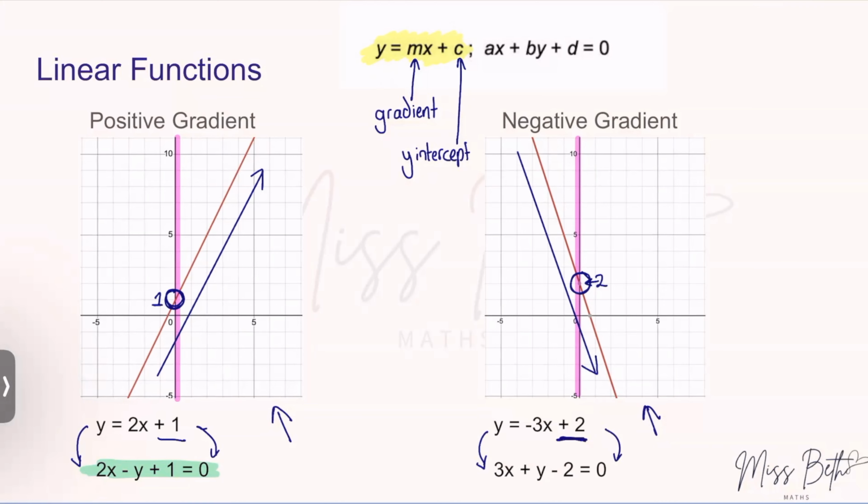So yeah, okay, main thing to take from that is your positive gradient, negative gradient, and how to identify the gradient and the y-intercept from the equation of a line, okay? We're going to do some more practice on this, so don't worry.